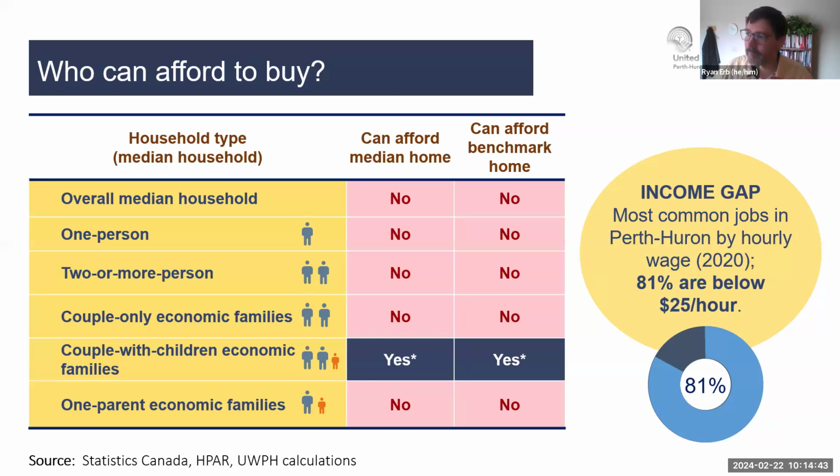And we know that the most common jobs in Perth-Huron are below $25 an hour, right? We just know so many jobs are not paying at the level that we need in order to afford the housing at the current prices. And that's a challenge. It's not only a challenge for the employee, it's also a challenge for the business, right? We are seeing strain at every end of this conversation, right?